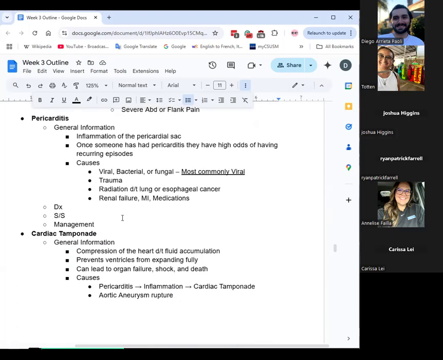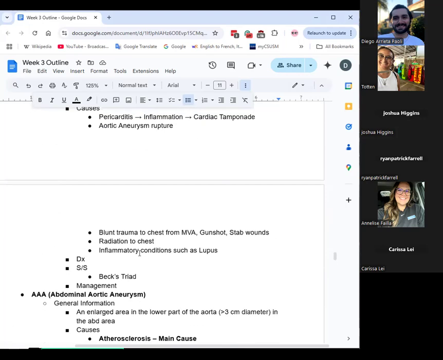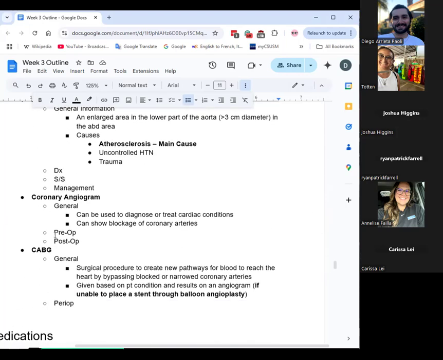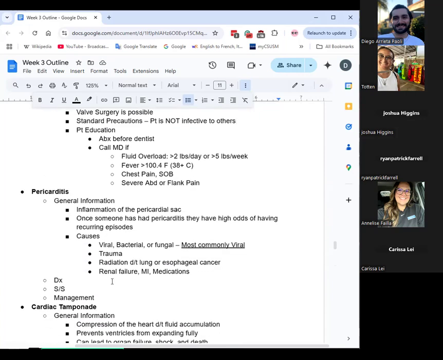What do we have left? We have pericarditis, cardiac tamponade, AAA, coronary bypass. I think these will be a little bit faster, but we'll see what we can do here. It's only been an hour, I guess. It's okay.